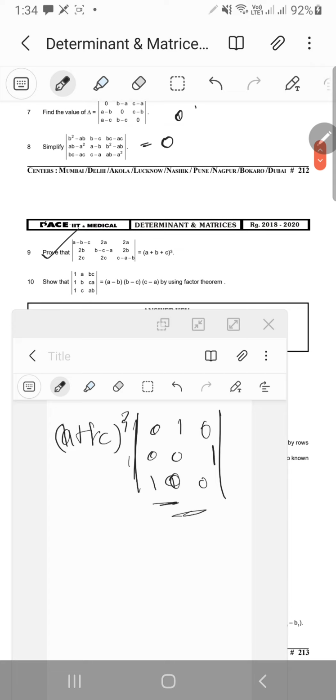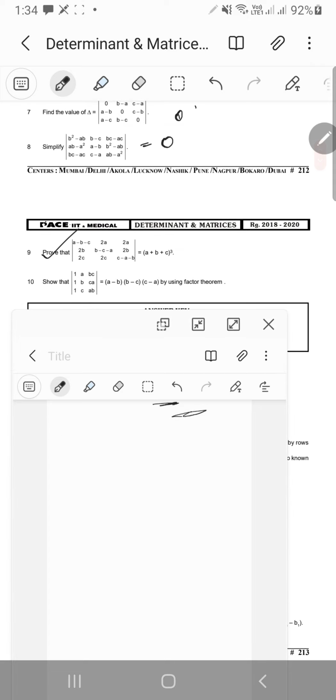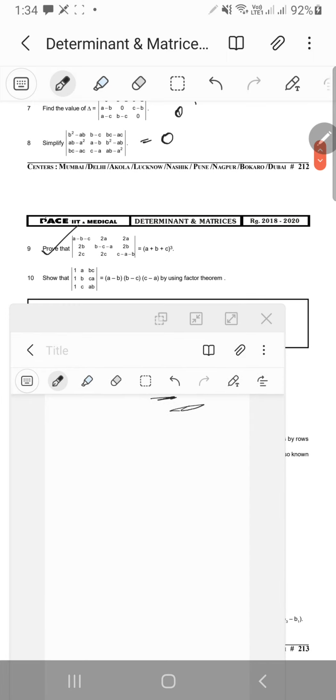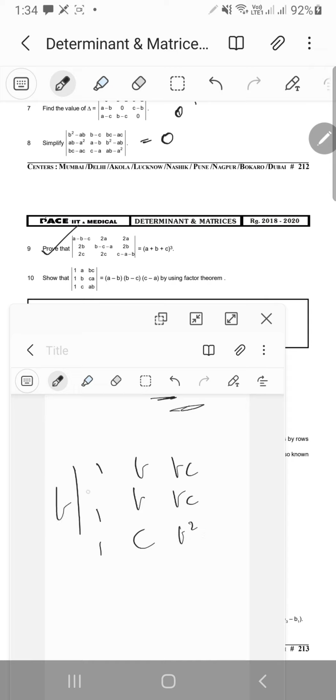Fine. Show that this thing is a minus b by using factor theorem. Yeah, factor theorem. Cool. So for example, when you just put a equal to b, what do you get? You just get 1 1 1, b b c, and b c, a equal to b over there, b c, and b squared. So you can just take that b out, and this will be gone.